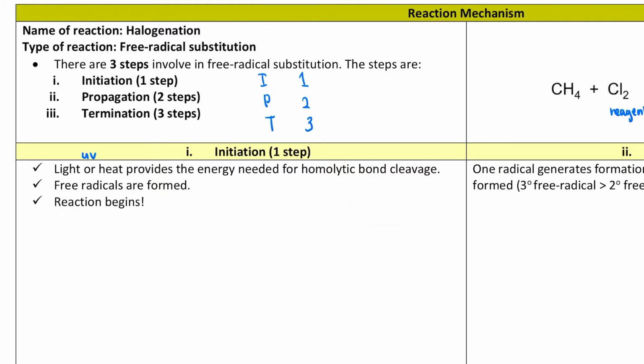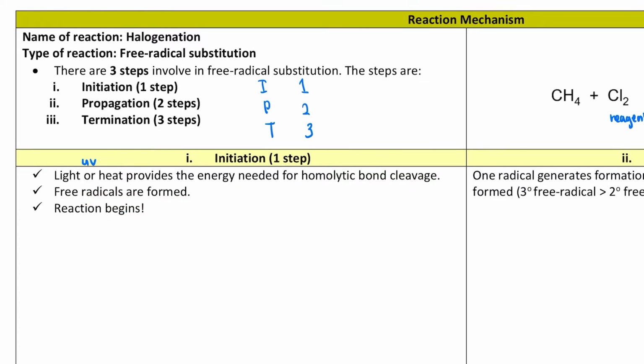Half-headed arrow. And then as a result of homolytic bond cleavage, we know that free radicals are formed. Since kita divide dia punya elektron tu sama rata, so free radical akan terhasil. Once this free radical terhasil, barulah reaction tu begin. So let us start with this step.